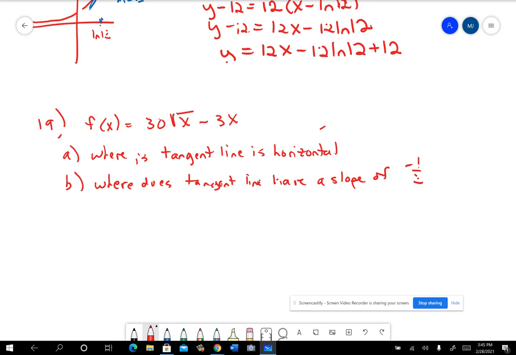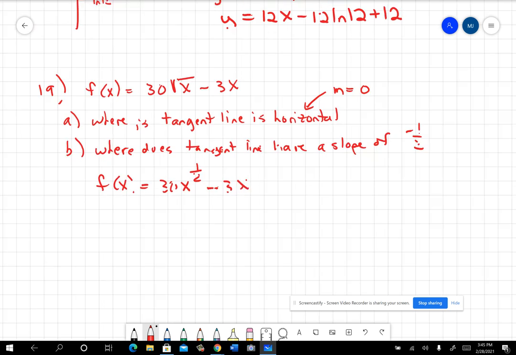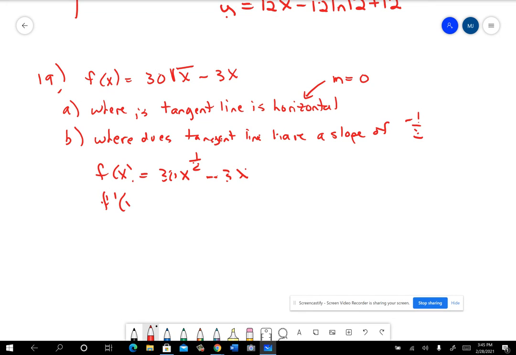All right. So first off, to be horizontal, the slope would have to equal 0, so that you have a line that's horizontal. What we're going to do is start with our f of x, and let's rewrite that to be x to the 1/2 power, so we can use the power rule to do the derivative. We need the derivative to get the slope of the tangent line. So bring the 1/2 down, multiply by 30, you'd get 15. Take 1 away from 1/2, that'd be -1/2. That's the derivative of this piece, and the derivative of this would be -3.